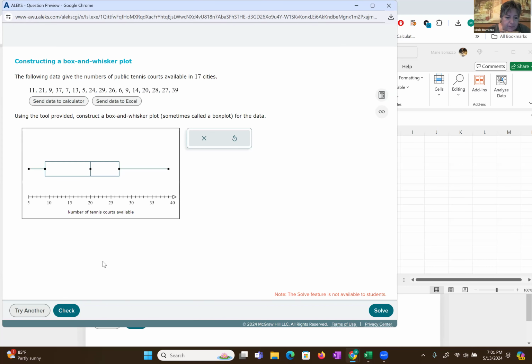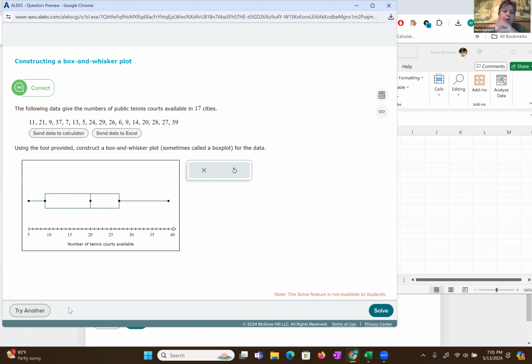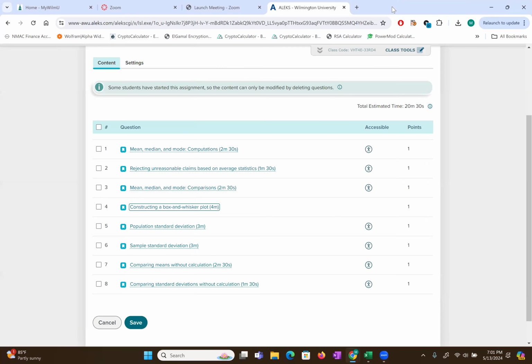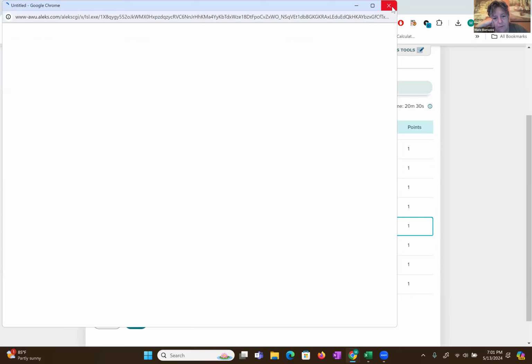So here we go. Let's check. We are good. All right. What other questions of this type, or can we move on, or where are we? Good. Move on. Okay. And let's do population standard deviation. So let's do this. This is population standard deviation.